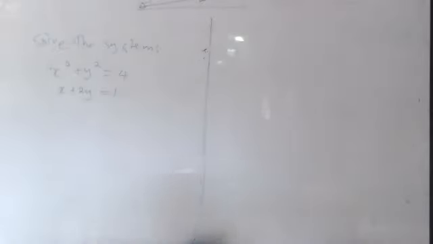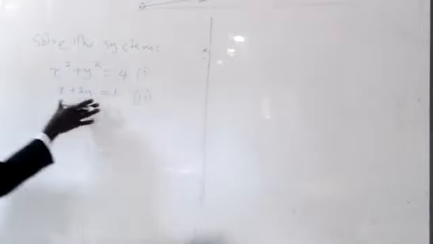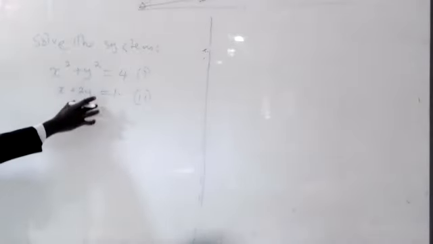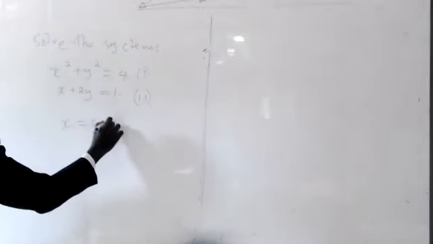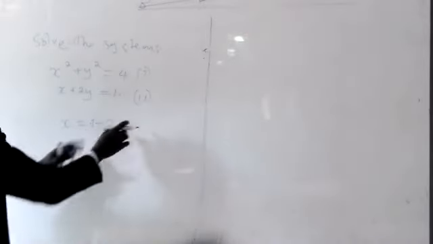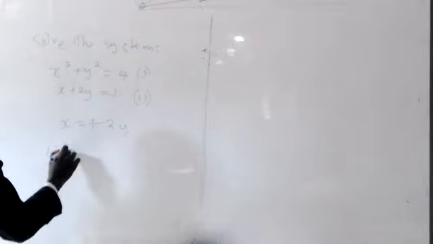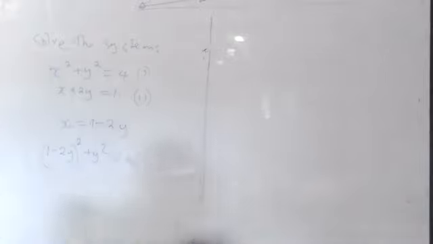So very first, we want to use substitution. This is the first equation, second equation. From the second equation, I can write x in terms of y, subtract 2y from both sides. So x is equal to 1 minus 2y. This is from the second equation. Now substitute this in the first equation. Where there is x, replace with 1 minus 2y. So we have (1 minus 2y) squared plus y squared is equal to 4. I've substituted for x with this.